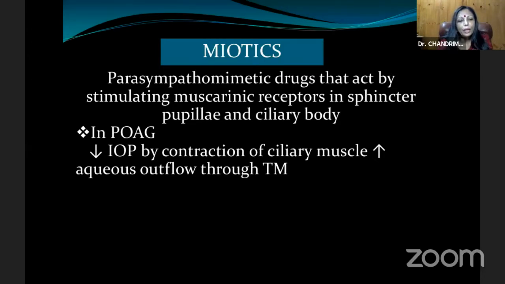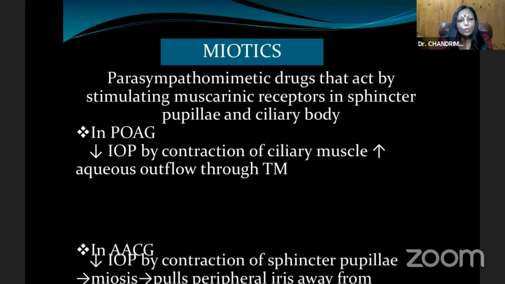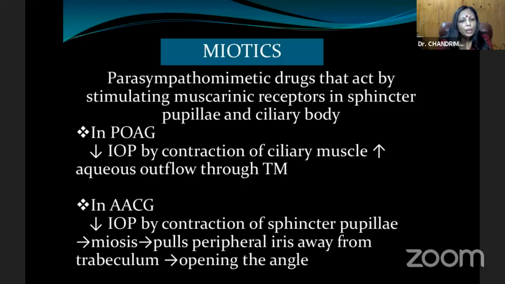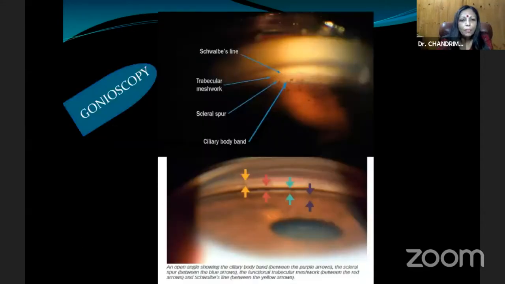In primary open-angle glaucoma, it reduces intraocular pressure by contraction of the ciliary muscles and increases aqueous outflow through the trabecular meshwork. In angle closure glaucoma, it reduces intraocular pressure by contraction of the sphincter pupillae, induces miosis, and pulls the peripheral iris away from the trabeculum, opening the angle. That's actually a mechanical way of working.